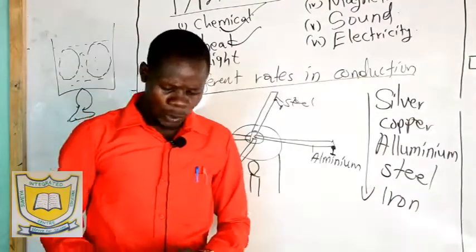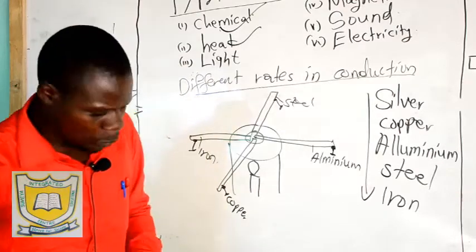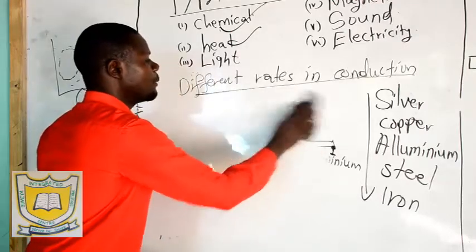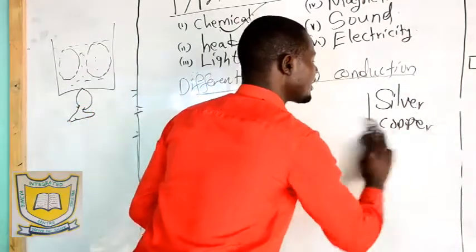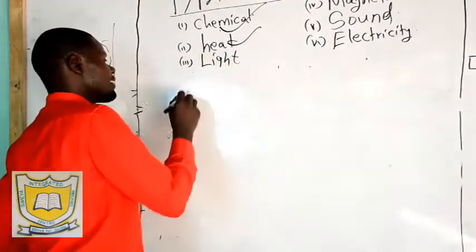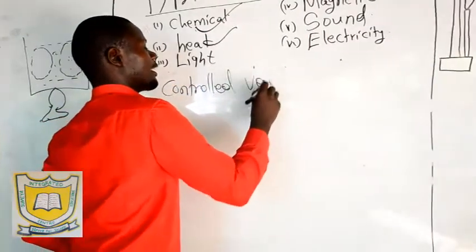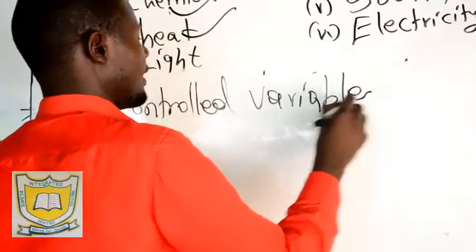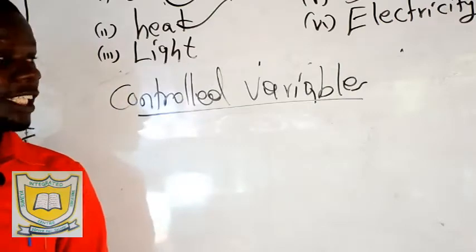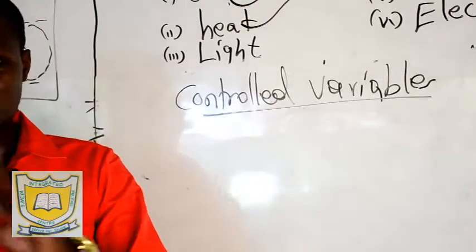Now, when you are performing this experiment, what are the controlled variables? Controlled variables in this experiment that can lead to wrong results. This question is also common. You find that after performing an experiment, you are not coming out with the correct observation. Why? Because you have missed one or two things.